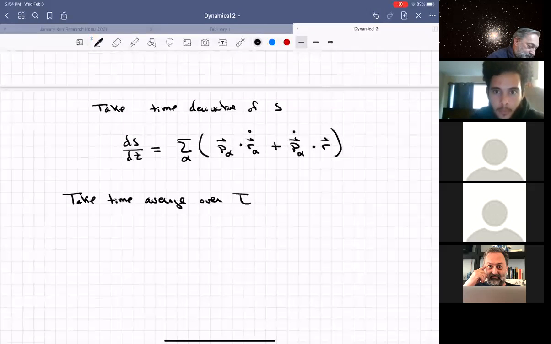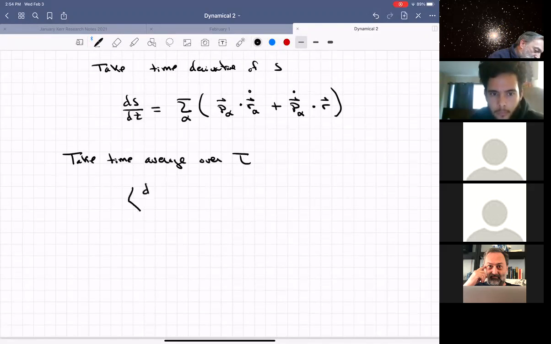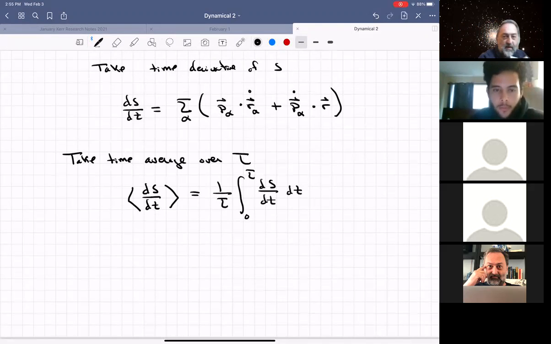Now, I'm going to take that quantity and I'm going to perform a time average. So these angle brackets mean take the time average. And what taking a time average means is you integrate the quantity with respect to time. And you integrate it, you do a finite integral from 0 to tau.